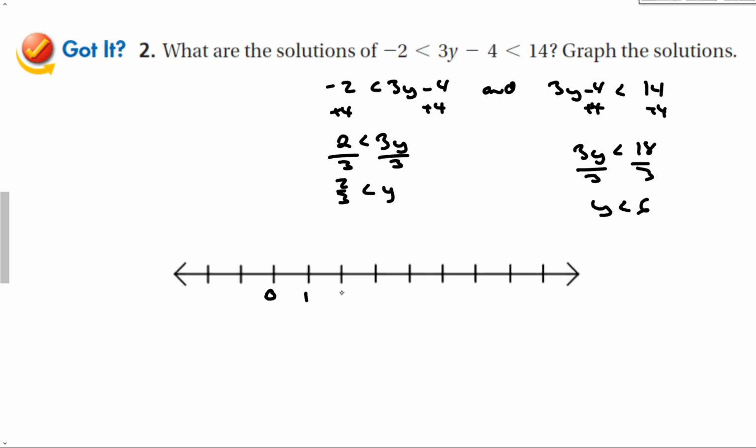So, let's go 0, 1, 2, 3, 4, 5, 6 on my number line. And because of the and, these should overlap. For y greater than 2/3, we're going to go to the right, opposite here because the variable is on the right-hand side. And then y is less than 6 goes to the left. So open circle there. A solid circle on 2/3, which is about right there. And I connect the space in between them.